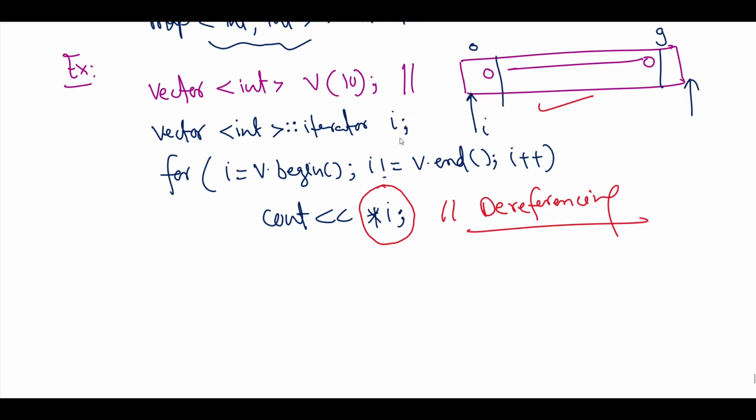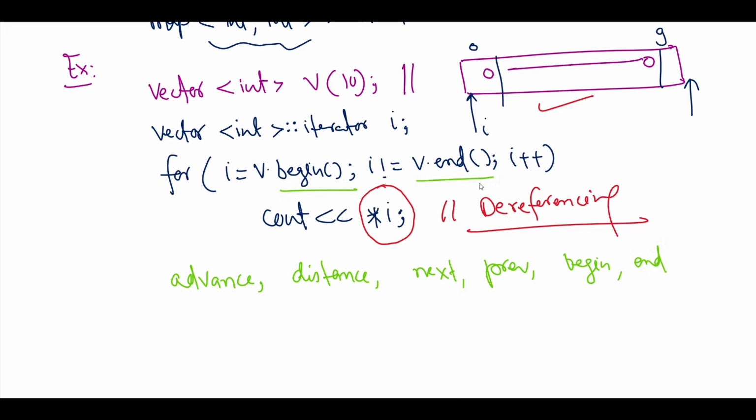There are some more operators that can be used with iterators, and they can perform various actions, like we have advance, distance, next, previous, begin, that we have already seen here, and end, and this we have seen here, right?